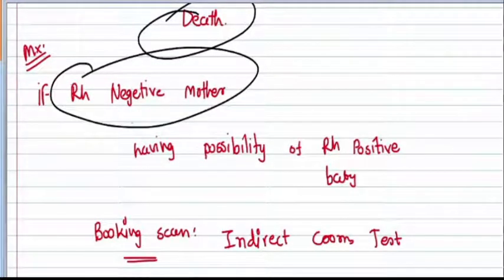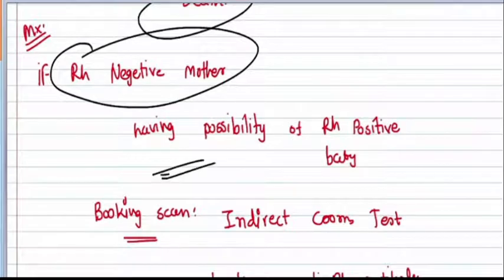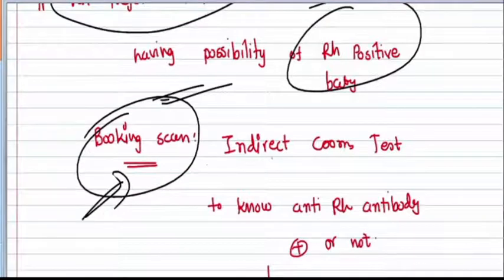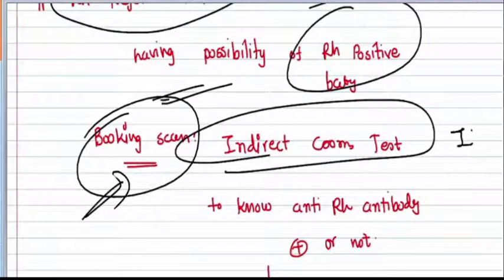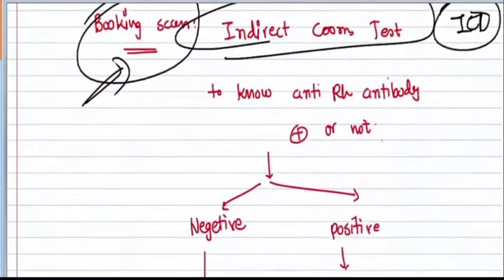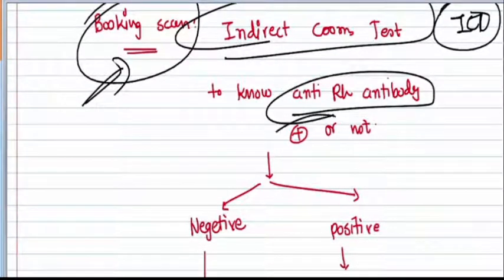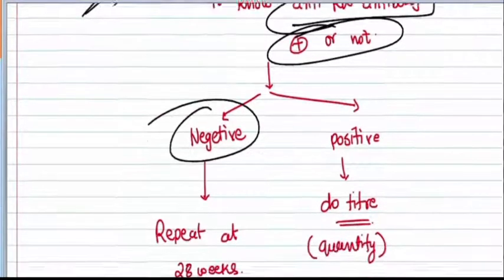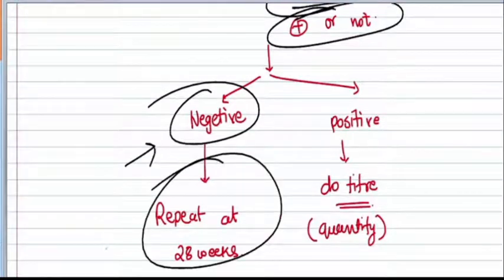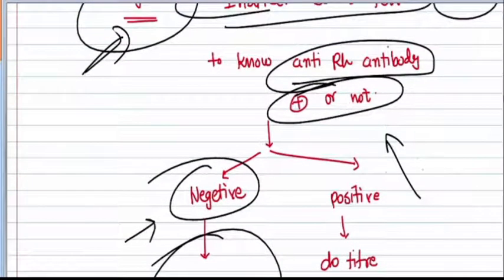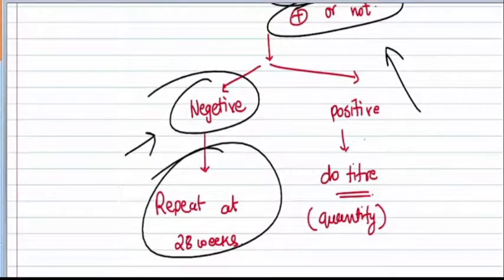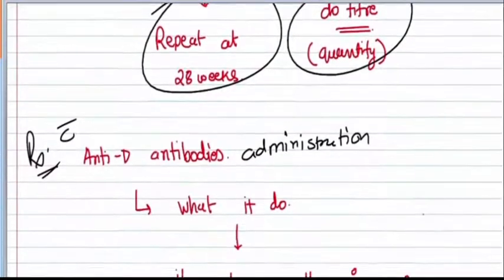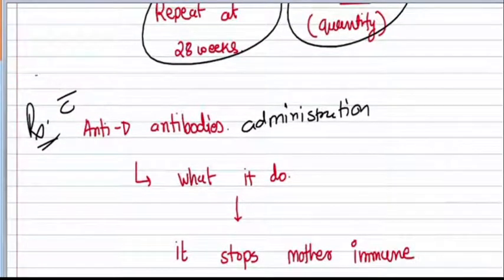Now what is the management? If you find an Rh negative mother, and there is a possibility of an Rh positive baby, then on the booking visit or booking scan you will go for the indirect Coombs test, that is ICT, to know whether anti-Rh antibodies are present in the mother's blood or not. If they are not present, if the test comes negative, then everything is okay, just repeat ICT at 28 weeks. But if it is positive, then you must find the titer of the Rh antibodies present in the mother.